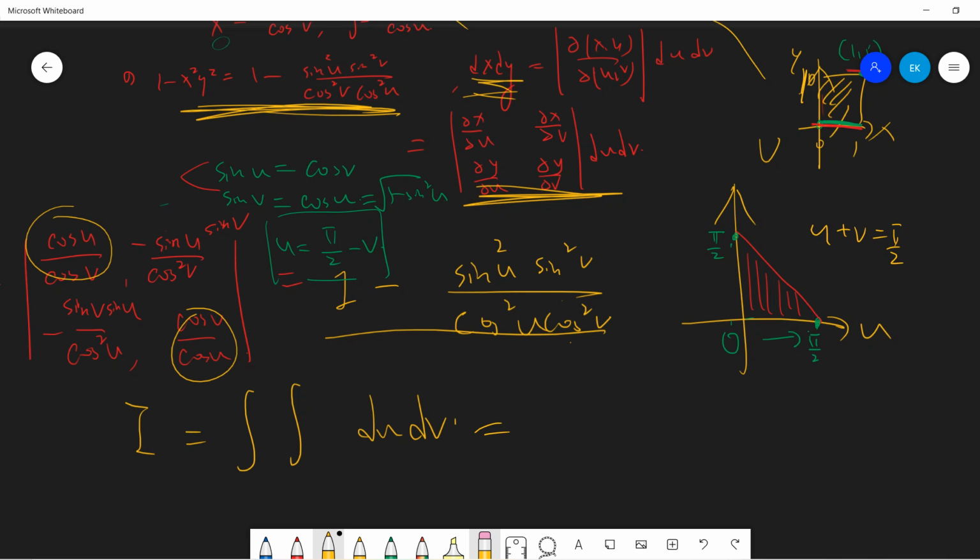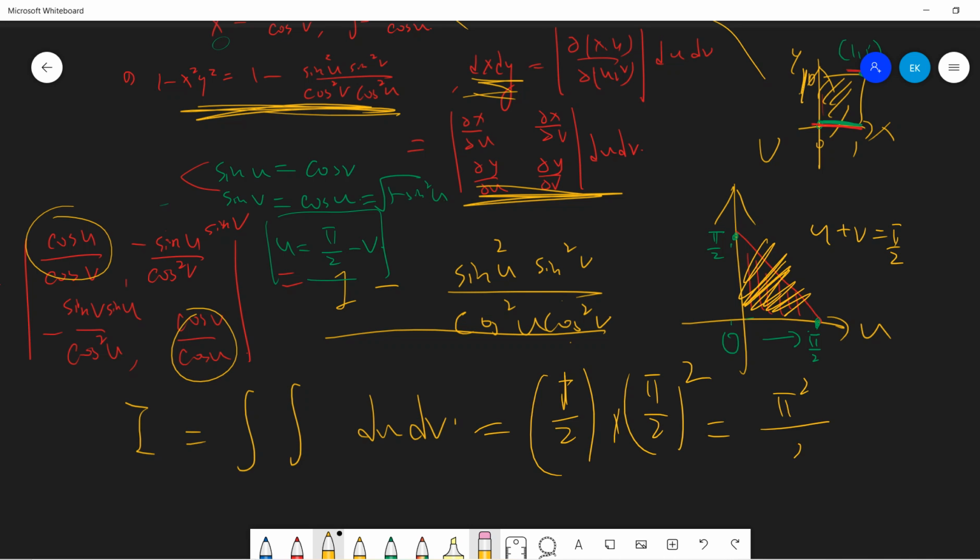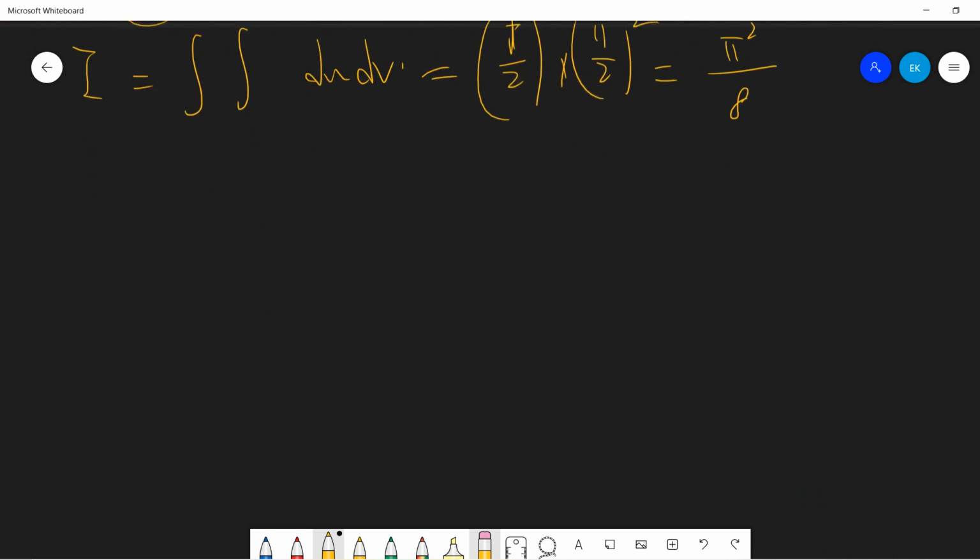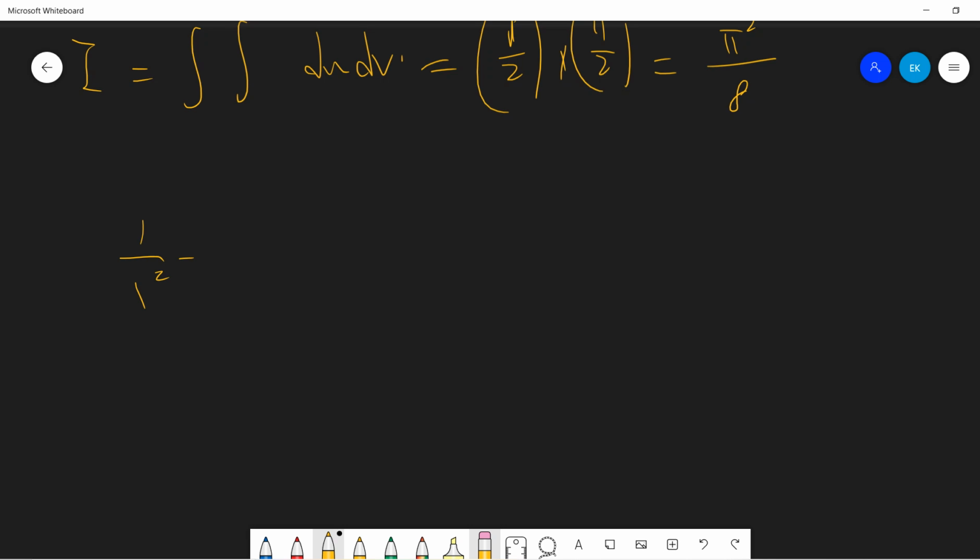Okay, so the answer is easy. The answer is just half, right? This red area, so it's half times pi divided by 2 squared. So it's pi squared divided by 8. Okay, so that means what we prove is that 1 divided by 1 squared, 1 divided by 3 squared, 1 divided by 5 squared, 1 divided by 7 squared, and so on must be pi squared divided by 8.